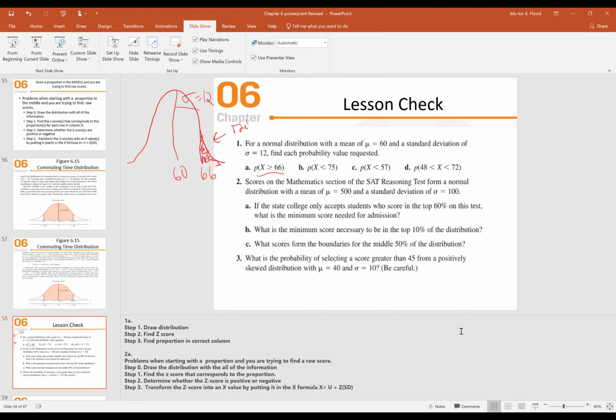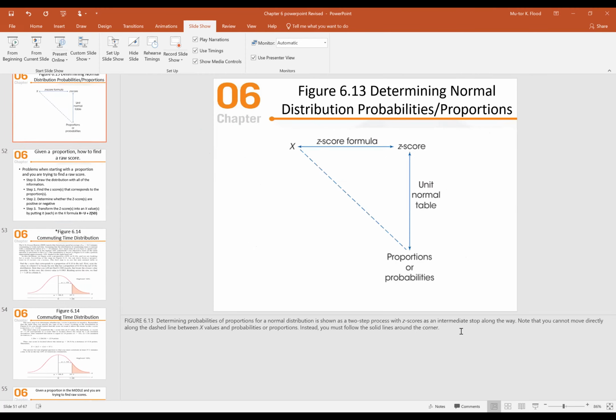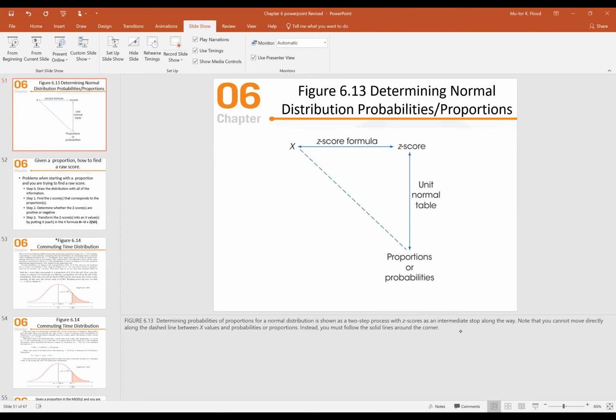Now, in order to get to that, we are going to have to find the z-score, and then find the proportion in the correct column. So we have 66. Now we are going to remember this cheat sheet. Let's go back to that. We started with an X score, and we want to find a proportion. So we're going to use the z-score formula to turn the X score into a z-score, and then find the proportion in our unit normal table.